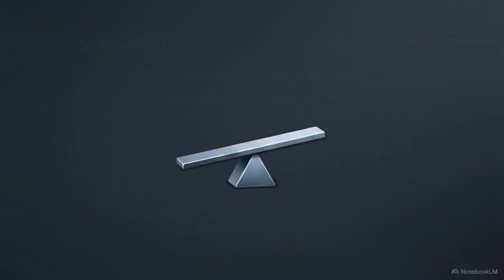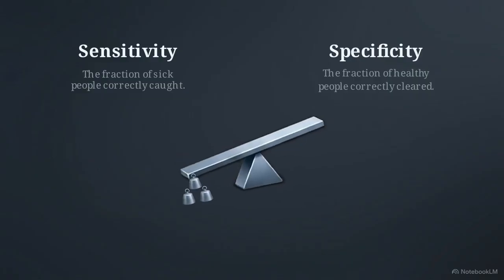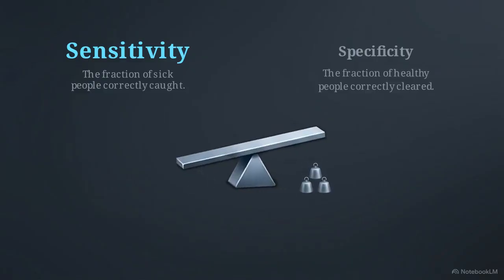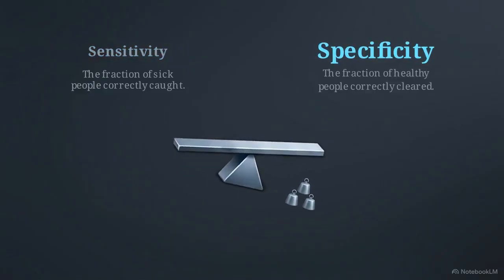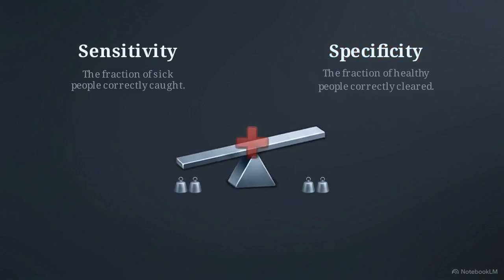These 2 numbers naturally pull against each other. If you calibrate a test to flag disease more easily to ensure you catch every true case, you raise sensitivity, but you also create more false alarms, which lowers specificity. Doctors must balance this scale based on the severity of the disease they are screening for.